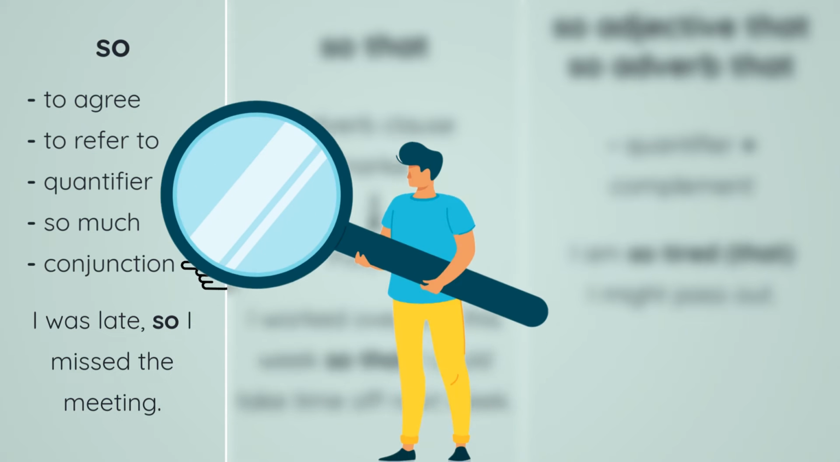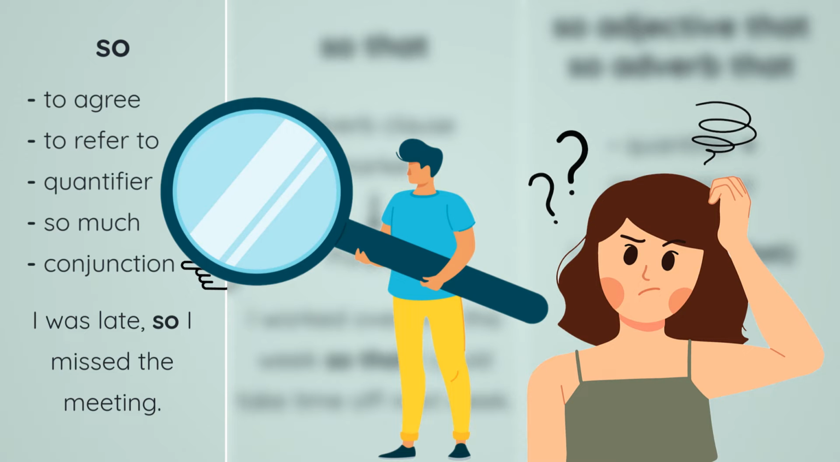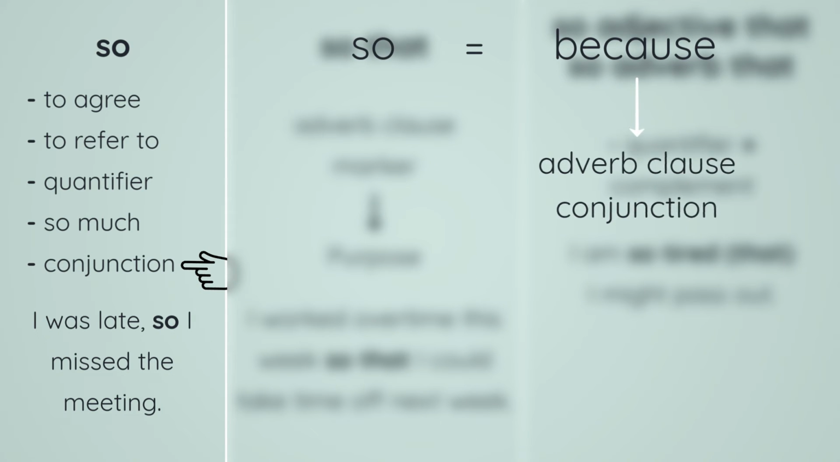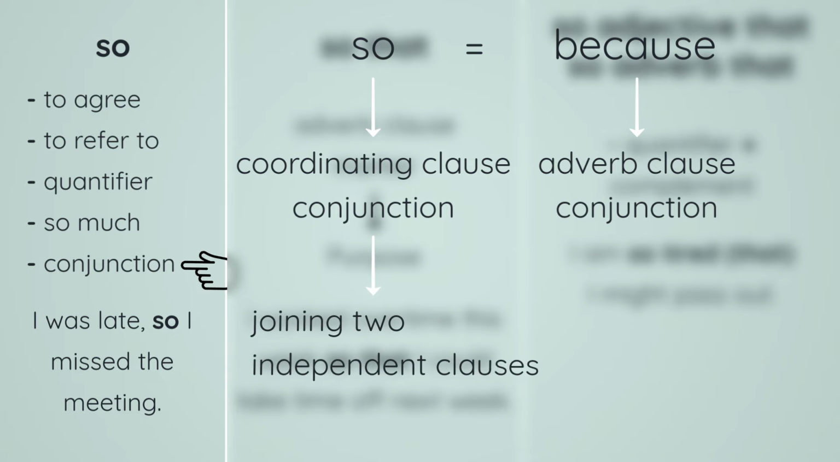Now, this is the one we want to focus on. So as a conjunction, because this is what creates confusion. So as a conjunction. Basically, we use it like because, except because is an adverb clause conjunction. We use an adverb clause. So is a coordinating conjunction joining two independent clauses.